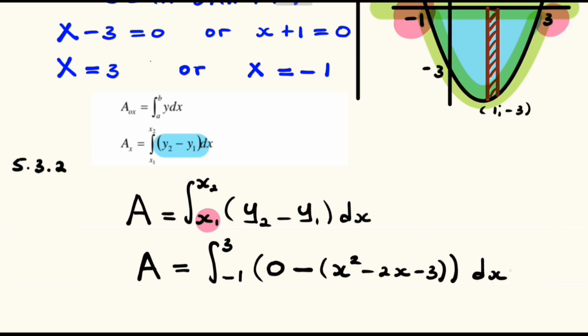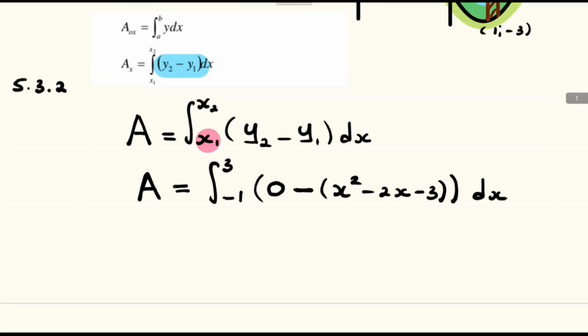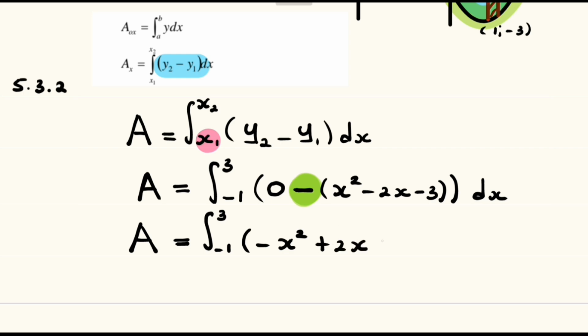If you started with the parabola, you will get negative area. So if you get negative area, just multiply it by -1 or take its absolute value. So our area will be equal to the integral from -1 to 3. So we distribute that negative, and we get negative x squared plus 2x plus 3 dx. So now we can integrate.